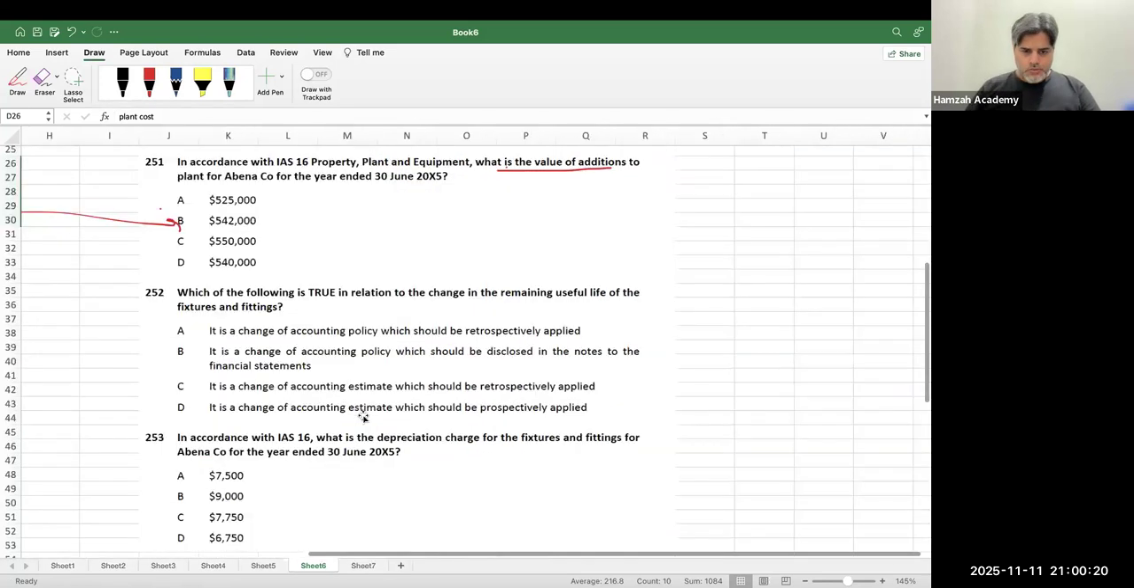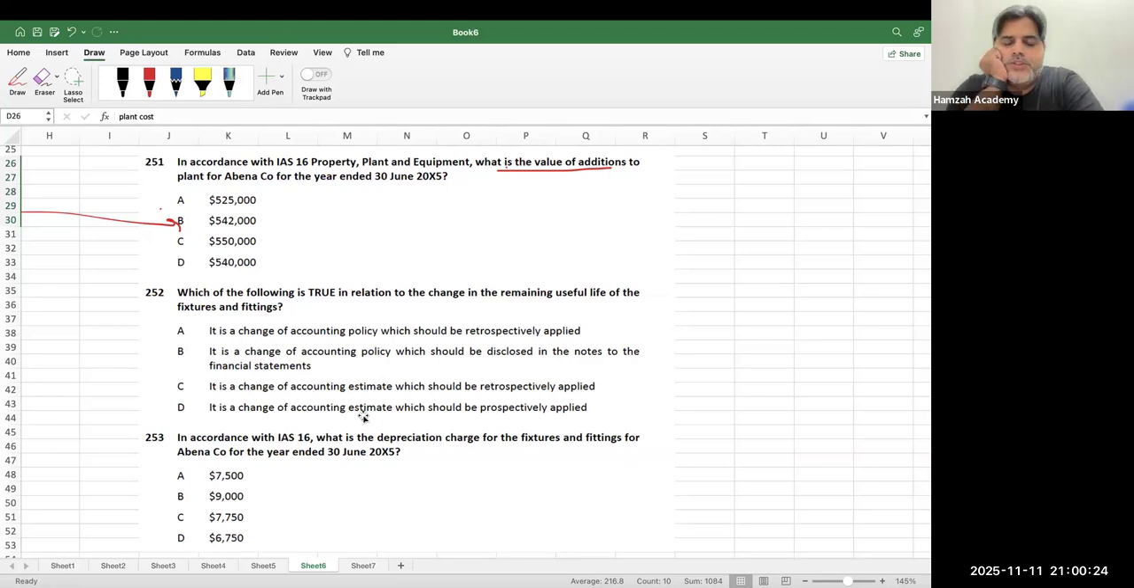Then, which of the following is true in relation to the change in the remaining useful life of the fixtures and fittings? Change in the life is basically a change in accounting estimate over here. So it's not an issue. From now onwards, you will apply the change. It's a change in accounting policy. No, it's a change in accounting estimate. Not retrospective. It's prospective change, basically, right? From now onwards, prospective change. This is what we have, right? Retro means from back till day one. Prospective means from now onwards.